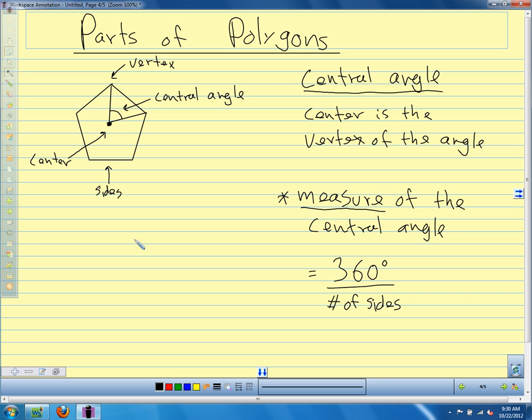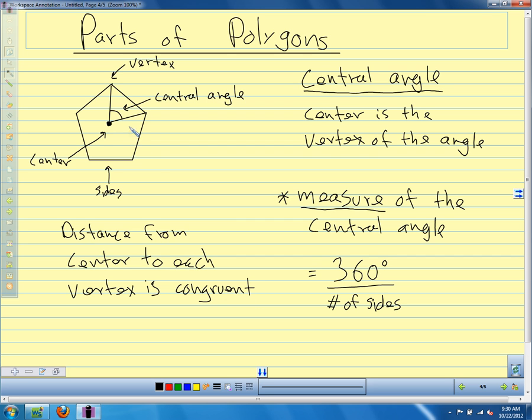And the other thing that's important about the center is that the distance from the center to a vertex is the same all the way around the polygon. So the distance from the center to each vertex is congruent, so these segments are congruent. Is that always the case? For a regular polygon, that's always the case. Like what if you just do one really long line and short, short, short, short, short? Then that would not be the case. It has to be a regular polygon for that to work.